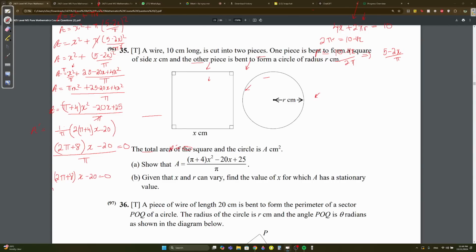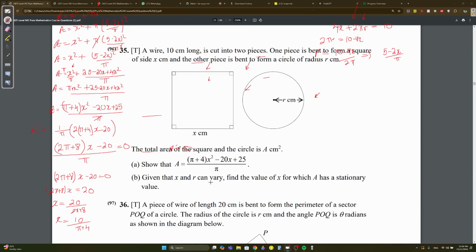Take it to the other side, becomes 2 pi plus 8 x is equal to 20. Divide now by 2 pi plus 8 on both sides. You're going to get x is equal to 20 over 2 pi plus 8. Obviously, you can divide by 2 up and down. So you're going to get x is equal to 10 over pi plus 4. So this is the value for x.